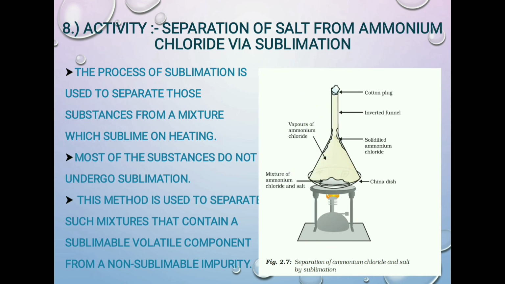Let me discuss this with the help of an example. When we heat the mixture of salt and ammonium chloride, then ammonium chloride is evaporated while salt remains in the china dish. The ammonium chloride cools on the funnel where it further gets converted into the solid form. In this way, we get pure ammonium chloride from salt.